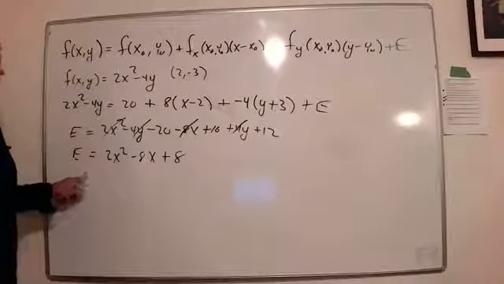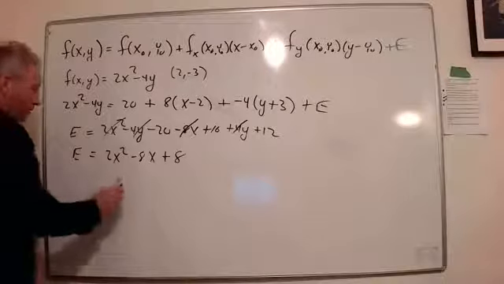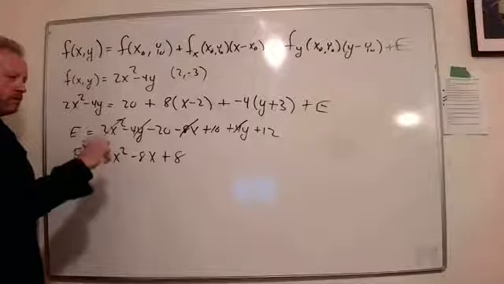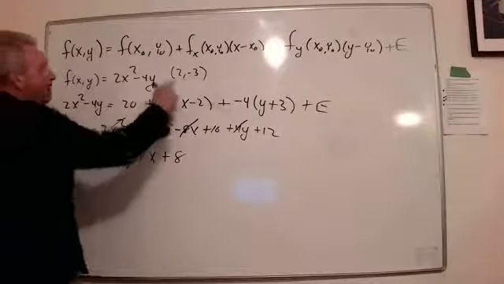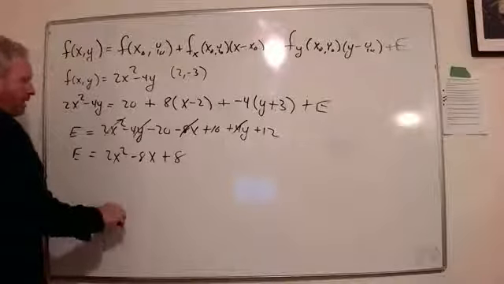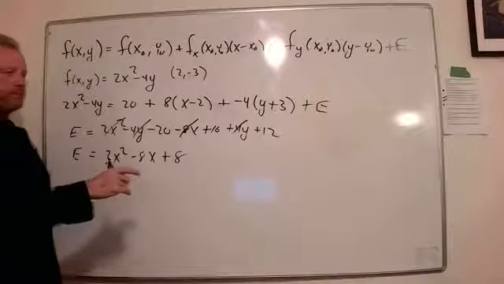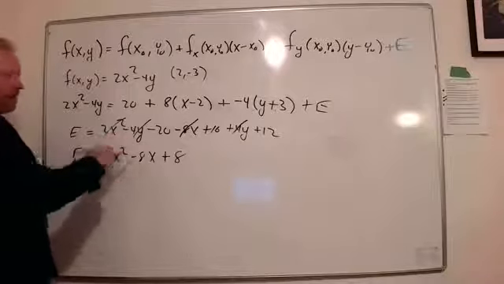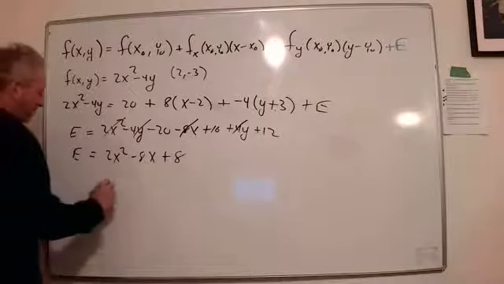So there's our error. Now we're not done. We have to evaluate the limit as x and y approach this point. Well, the limit of what? The limit of the error divided by the magnitude of the vector xy. So what does that look like?